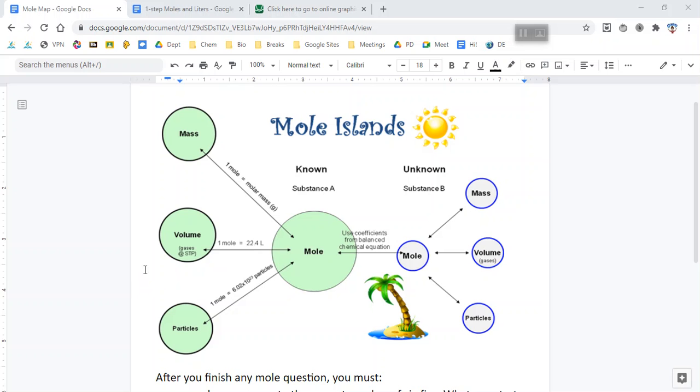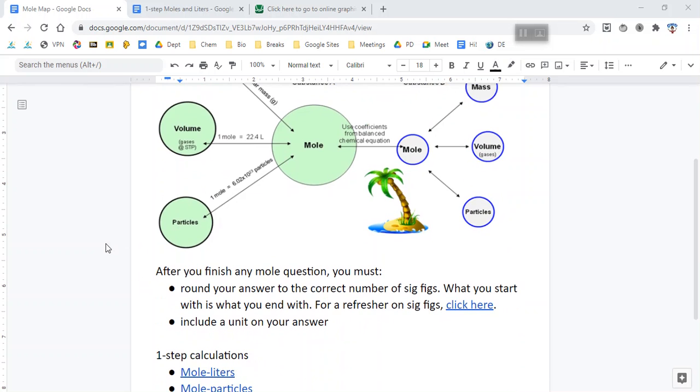After you do all of these mole questions, then sig figs are coming back. You thought they were going away. But what you'll do after we finish a mole question is you'll round your answer to the correct number of sig figs. And basically it'll be whatever you start with is what you end with. If you forgot sig fig stuff, no worries. Click here on this link. It'll take you back to that handout and you can get a review.